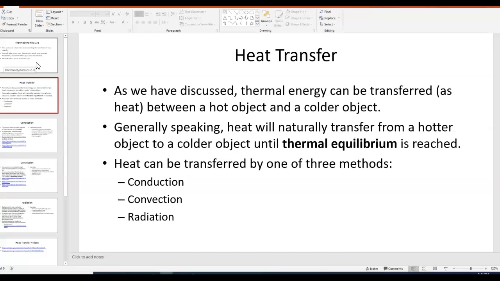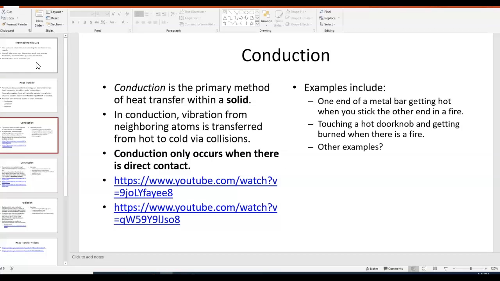Now, the way that heat can be transferred is basically by one of three methods. You have conduction, convection, and radiation. Okay, so this is purely conceptual. As we go through, I would recommend that you take good notes and look at all of the examples and videos that we have available. Okay, so let's start with conduction.